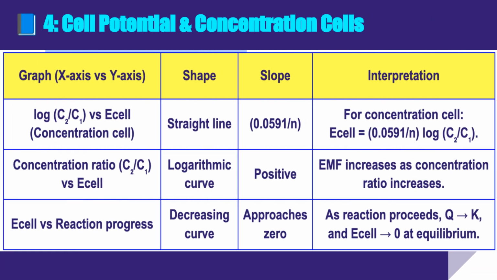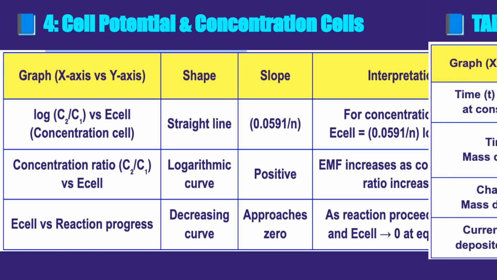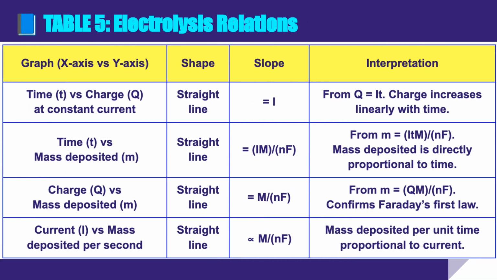For cell potential and concentration cells, notice the straight-line relationship for concentration cells and how E cell approaches zero as the reaction progresses toward equilibrium. Now let's cover electrolysis relations.